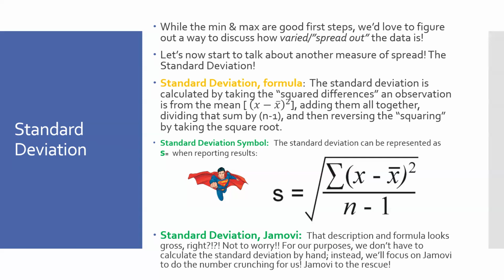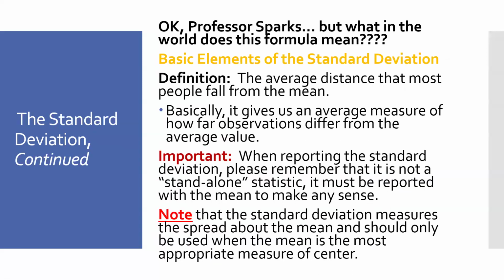The symbol looks gross. The S, well, it does have the same thing as Superman. The real Superman in this case is Jamovi. This stuff looks gross. It's not fun. It's not fun to do it by hand by any measure. But don't worry. For our purposes, we don't have to calculate the standard deviation by hand. Instead, we'll focus on Jamovi and let it do the number crunching for us. Jamovi fits the bill.